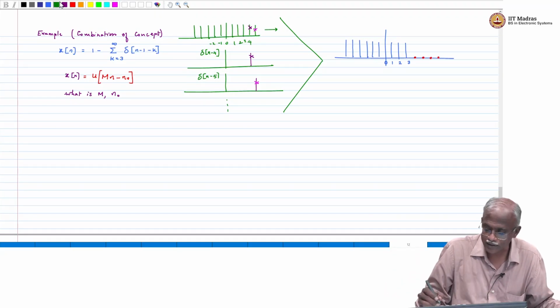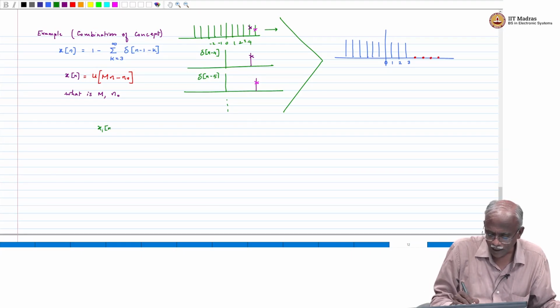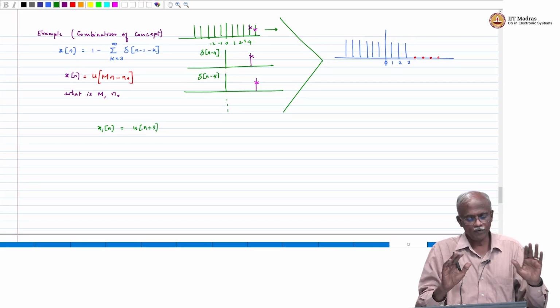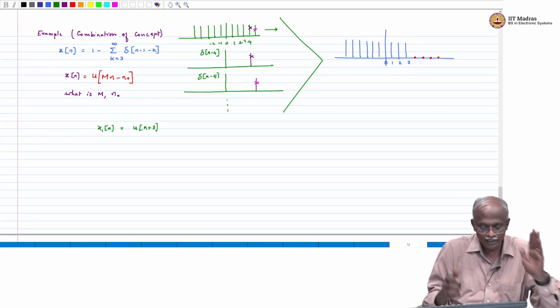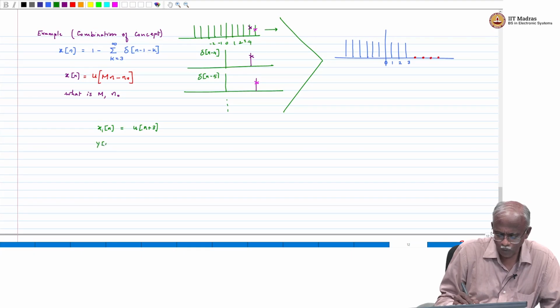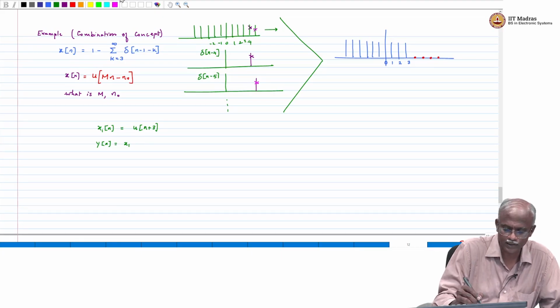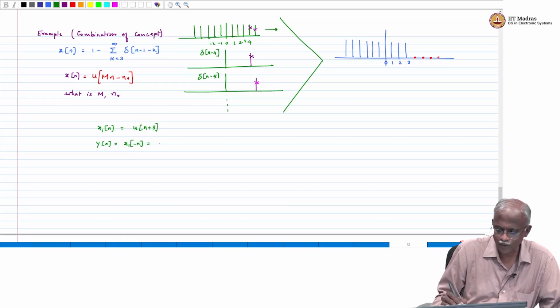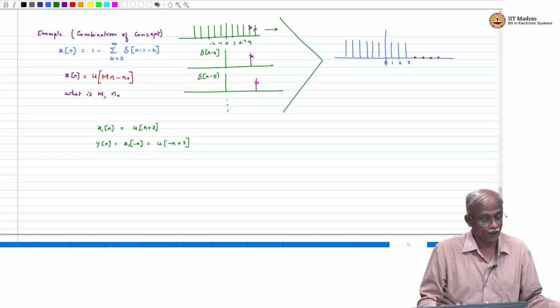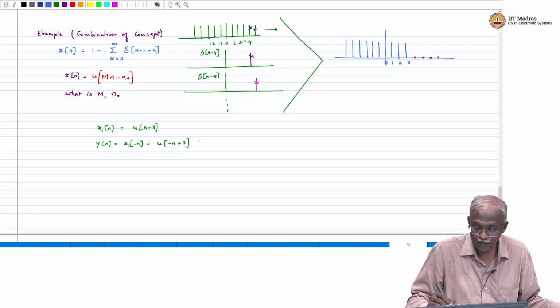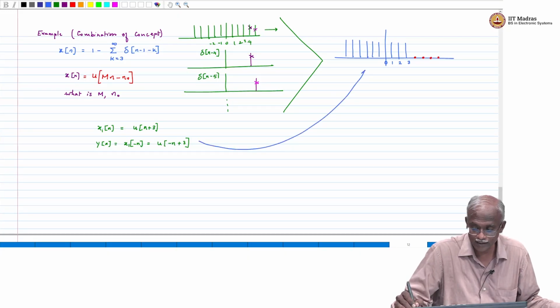So if you want the unit step to be non-zero up to 3 when you time reverse, then what we need to do is get an intermediate signal x1 of n equal to u of n plus 3. Okay, you have n plus 3, that means you have advanced it, it starts at n equal to minus 3, and then if I time reverse it, y of n equal to x1 of minus n, you will find that this is equal to u of minus n plus 3. Okay, u of minus n plus 3. You sketch this one and confirm that this one is exactly the same as what we have represented.